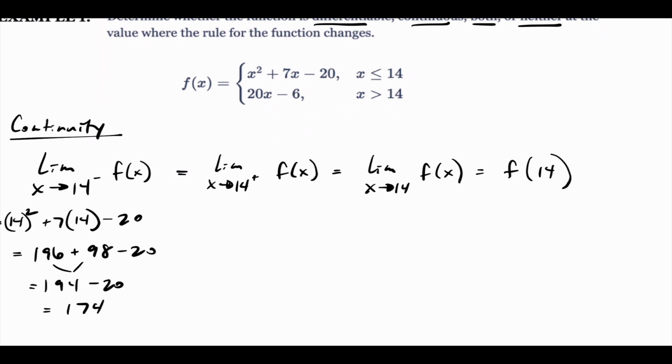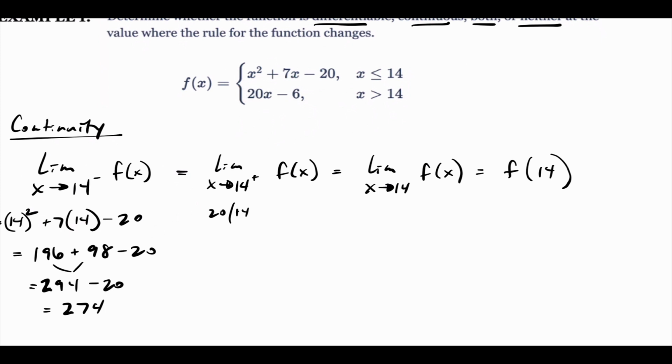Did I get something wrong? Let's see. Oh, 294. Yeah, sorry, 274. Thank you. Almost. Okay. Now we're going to check the next one, 14 from the right side. So to check 14 from the right side, which one am I going to use? The bottom. Yep, because that's from the greater side. Okay, so let me plug in 14.